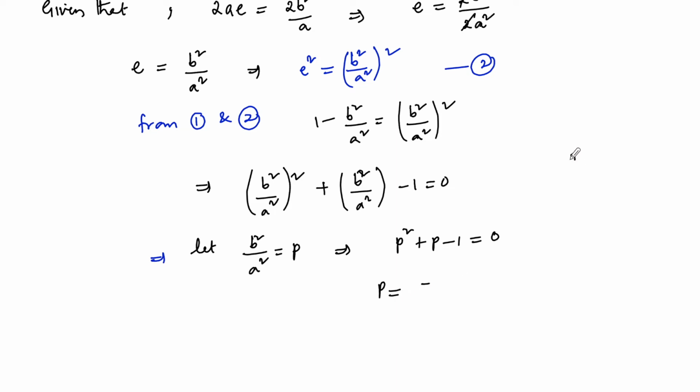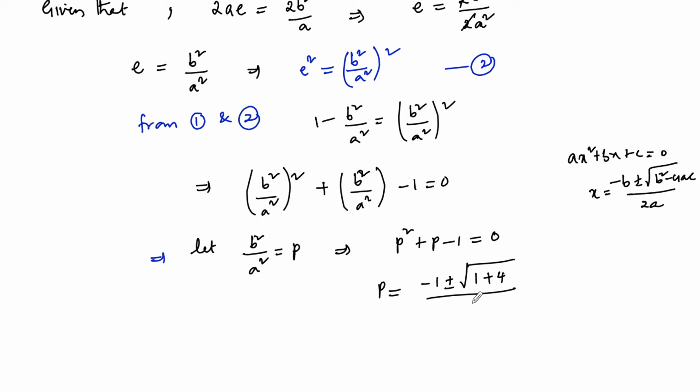so that p is equal to, by using the formula for quadratic equation ax square plus bx plus c equals 0, x is equal to minus b plus or minus under root b square minus 4ac by 2a. So we have p is equal to minus 1 plus or minus under root of 1 square minus 4 into negative 1, which becomes plus 4, upon 2 into 1, that is 2. So we can write minus 1 plus or minus root 5 divided by 2.